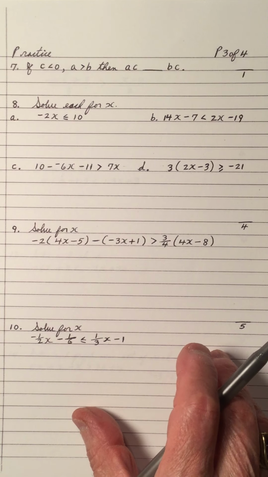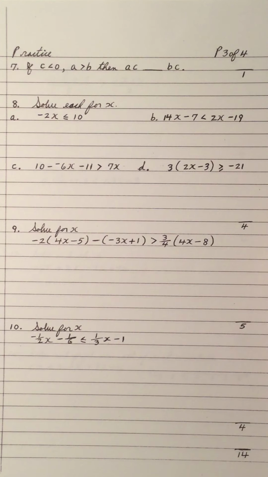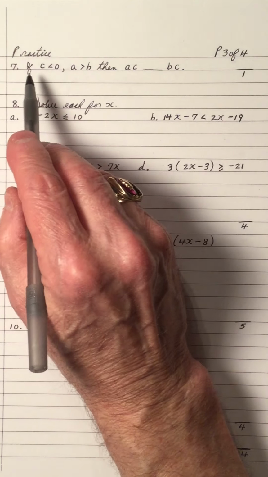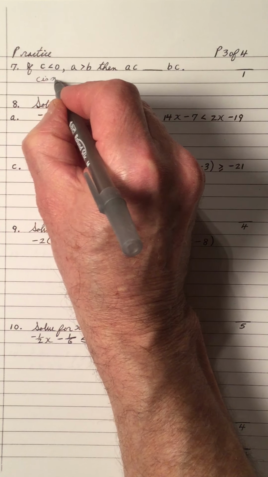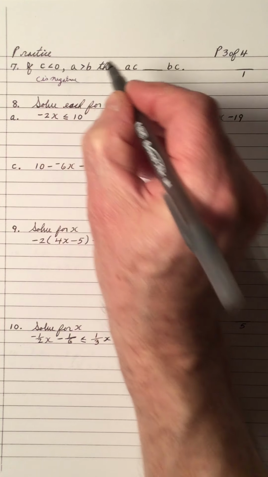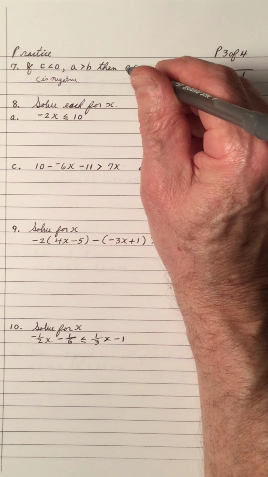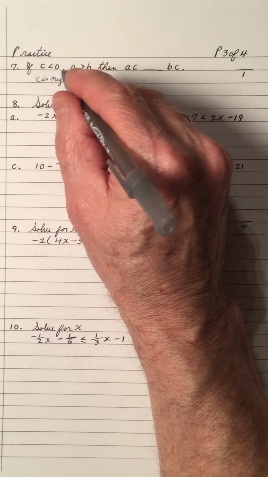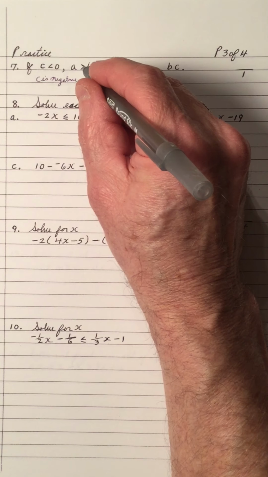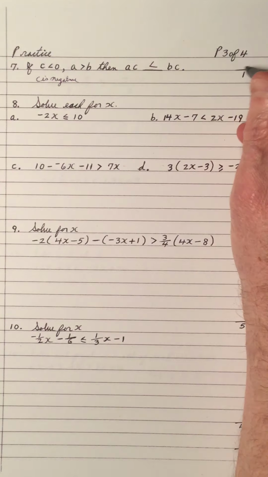So again, pause your video and work out all these answers, and then when you get them done, press play and see how many marks you're going to get. Number 7, if C is less than 0, that means C is negative. So if I take a negative number, multiply, and get A times C and B times C, that means because it's multiplying by a negative number, the greater than changes to a less than. So if you got a less than sign, give yourself a mark.